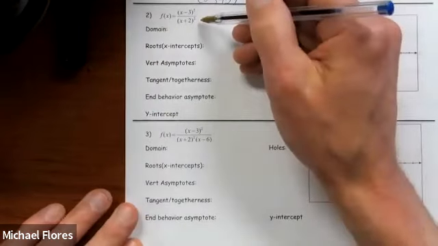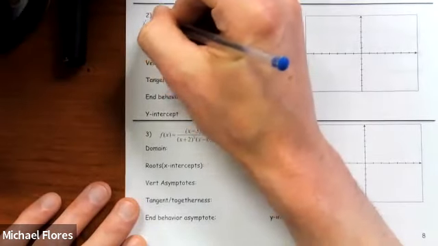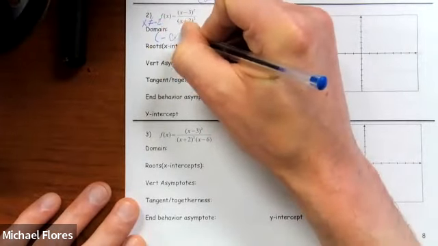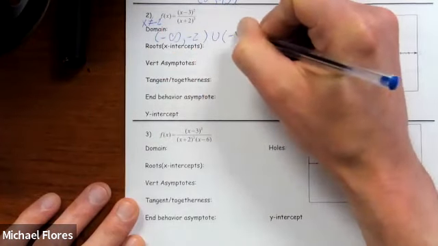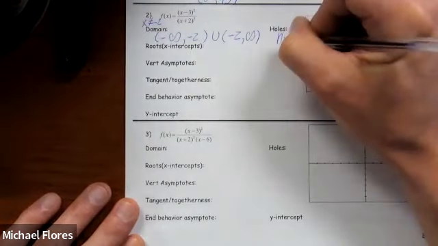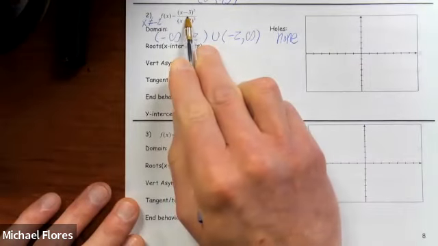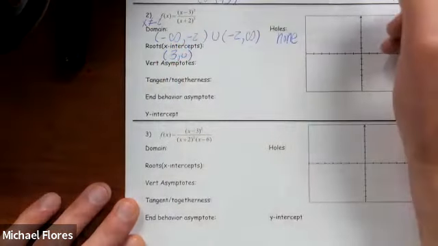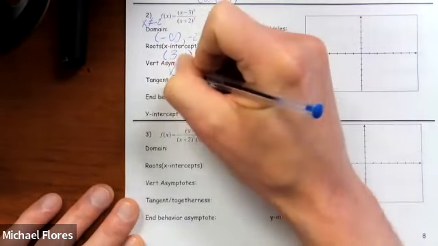Domain, if you set x plus 2 squared equal to 0 and solve, that would give you -2. X cannot be -2. None of these factors cancel, so no holes. Roots, if you set x minus 3 squared equal to 0 and solve, you would get 3. Vertical asymptote, set x plus 2 squared equal to 0 and solve, and that would give you x equals -2.